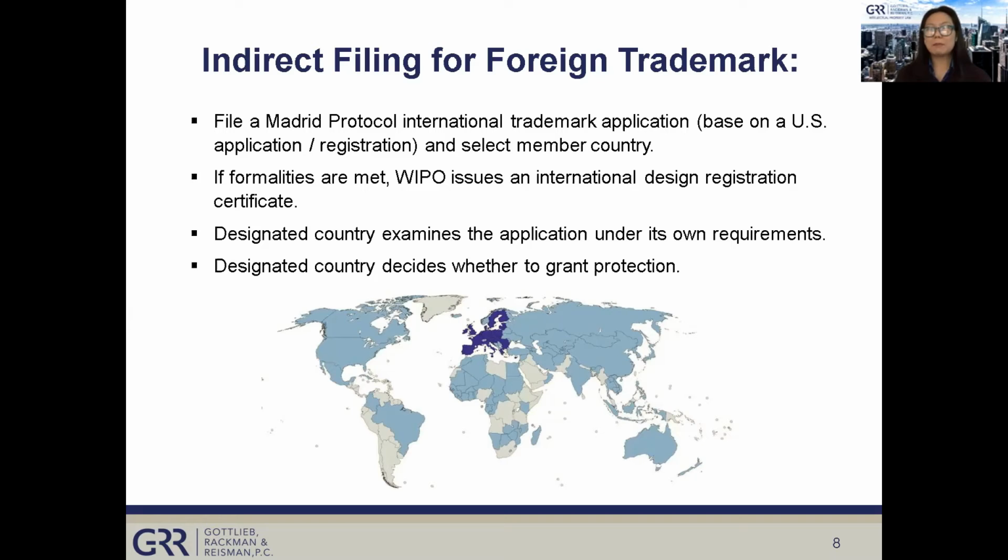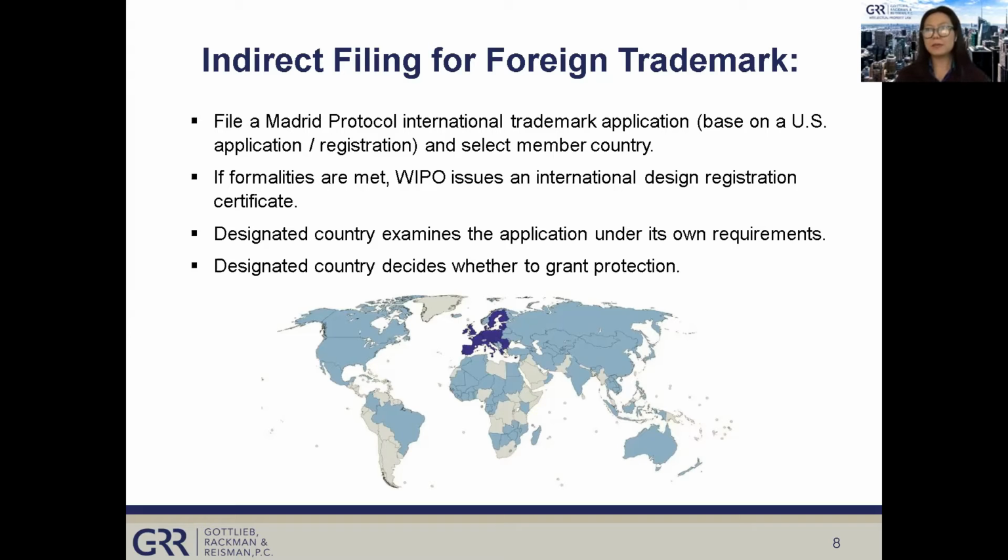If the Madrid trademark application meets the formalities, an international trademark certificate of registration is issued. Each designated country then examines the application and decides whether to grant protection. The Madrid International Trademark Registration is then only effective in those designated countries that have agreed to grant protection.